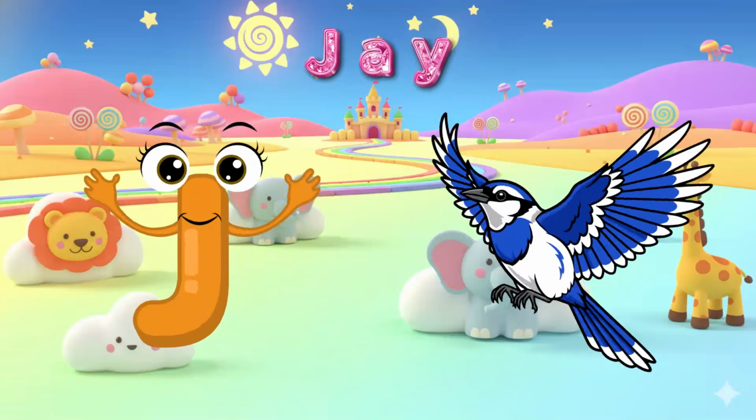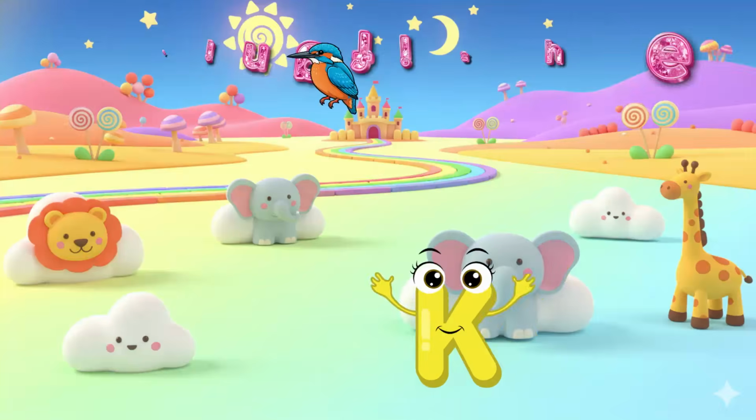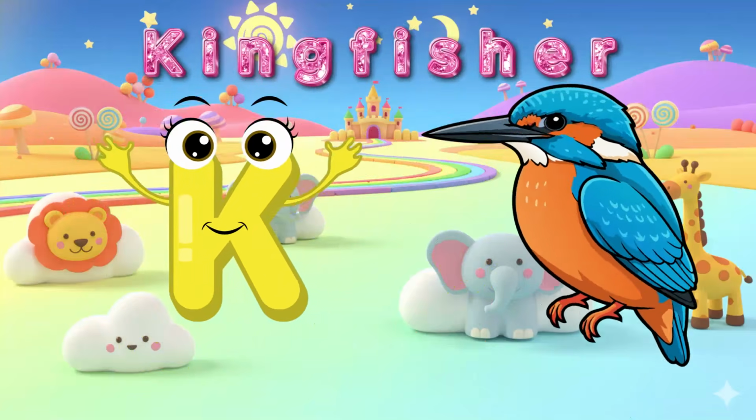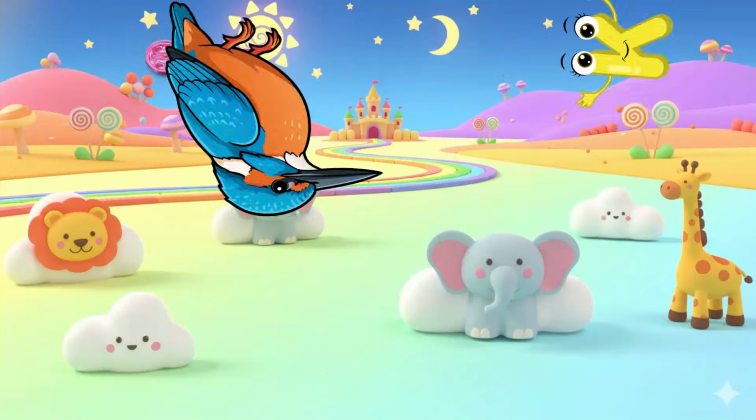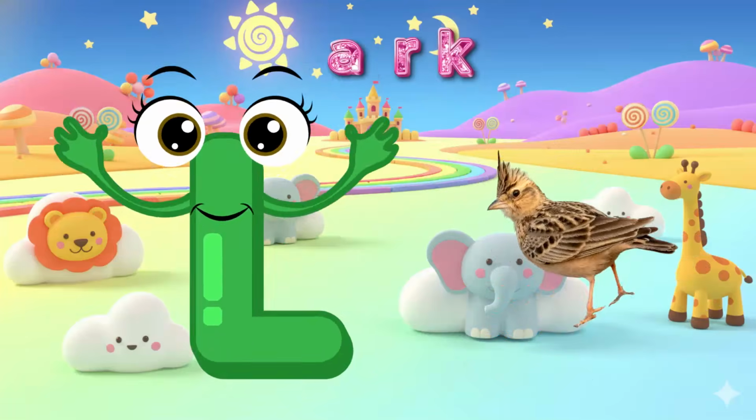J is for J. J, J, J. K is for kingfisher. K, kingfisher. L is for lark. L, lark.